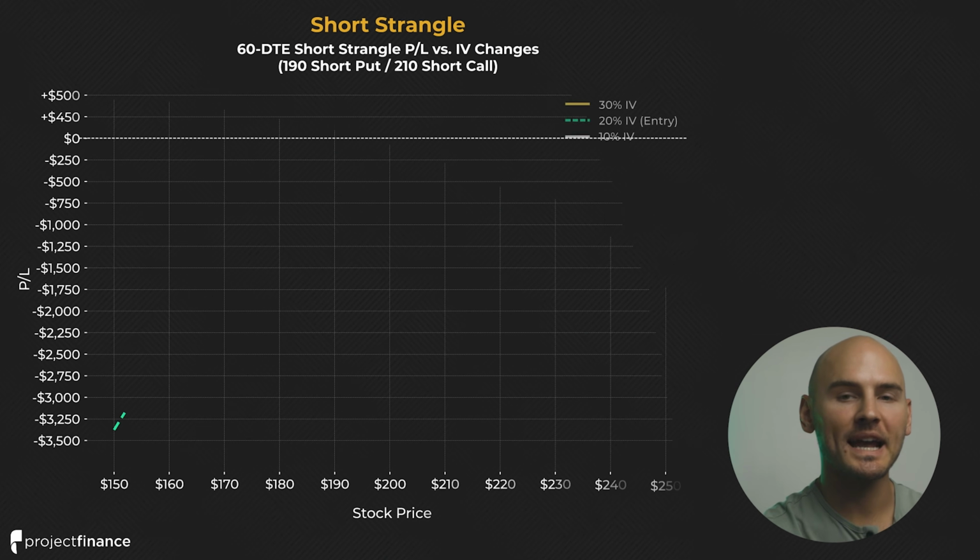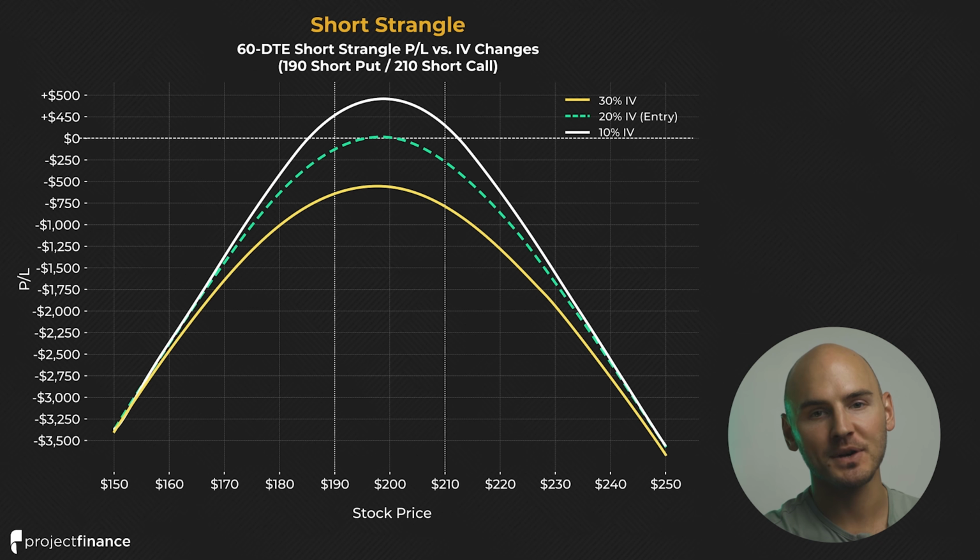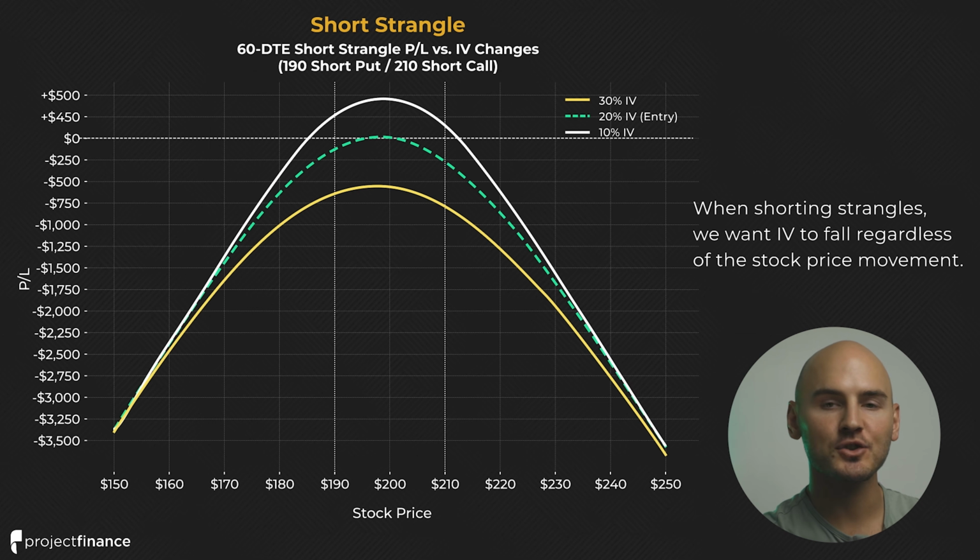In this simulation, we're looking at the short strangle, which is a popular market neutral option selling strategy consisting of shorting a put option and shorting a call option that are both out of the money, but it is a very high risk strategy, as we can see in this P&L graphic. But here we are assuming the stock price is at $200 at entry and 20% implied volatility. As we can see, when shorting strangles, we want implied volatility to fall regardless of the stock price movement.